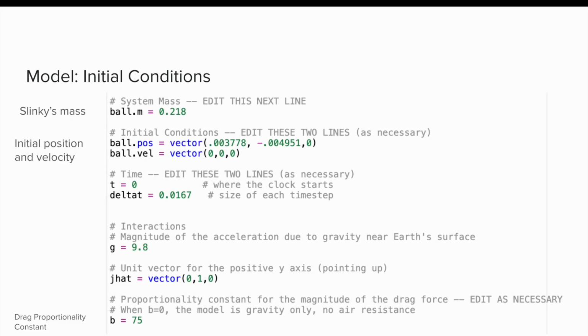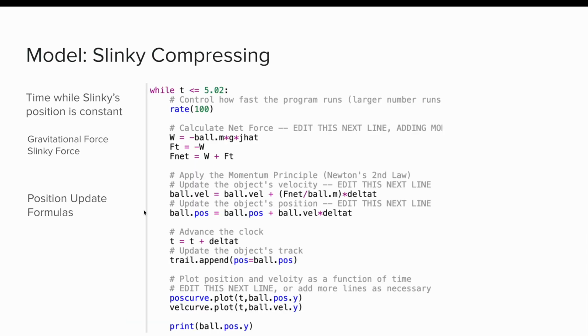These are the initial conditions in the code model, with our mass here, our initial position, our time step, gravitational constant, and the drag force, which I found using trial and error. This is the model for the slinky compressing.